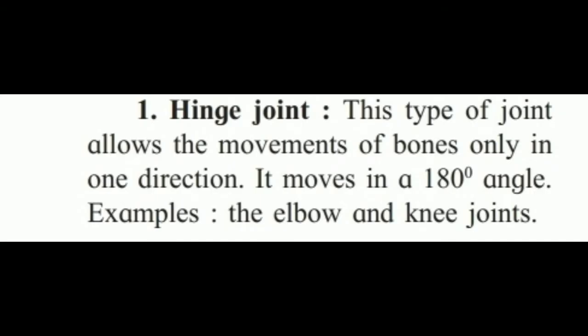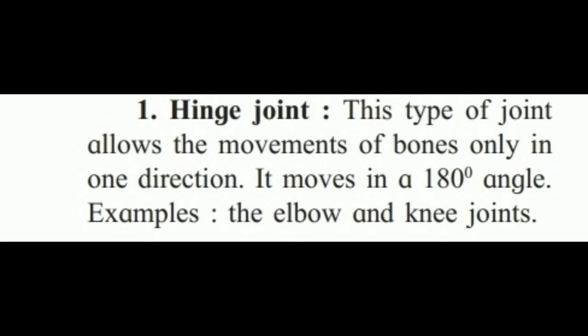This type of joint allows the movements of bones only in one direction. We can move the bones in a 180-degree angle. So this joint is present at the elbow, at the knee, and in fingers and toes. See the fingers. We can do movement in the front side. We cannot turn our fingers back side.